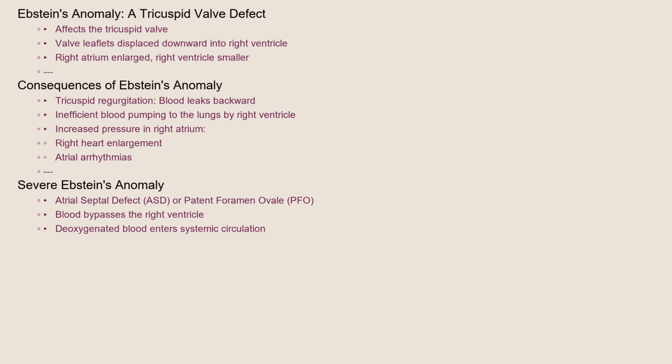First, tricuspid regurgitation occurs. Blood leaks backward from the right ventricle into the right atrium. Second, the smaller right ventricle struggles to pump blood efficiently to the lungs. Third, the increased pressure in the right atrium can lead to right heart enlargement and potentially atrial arrhythmias. Finally, in severe cases, a hole in the heart, called an atrial septal defect or patent foramen ovale, allows blood to bypass the right ventricle altogether, resulting in deoxygenated blood entering the systemic circulation.